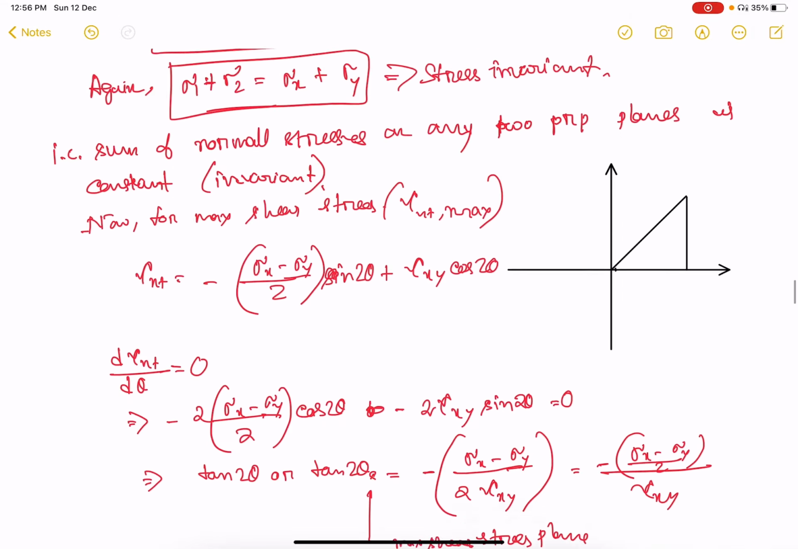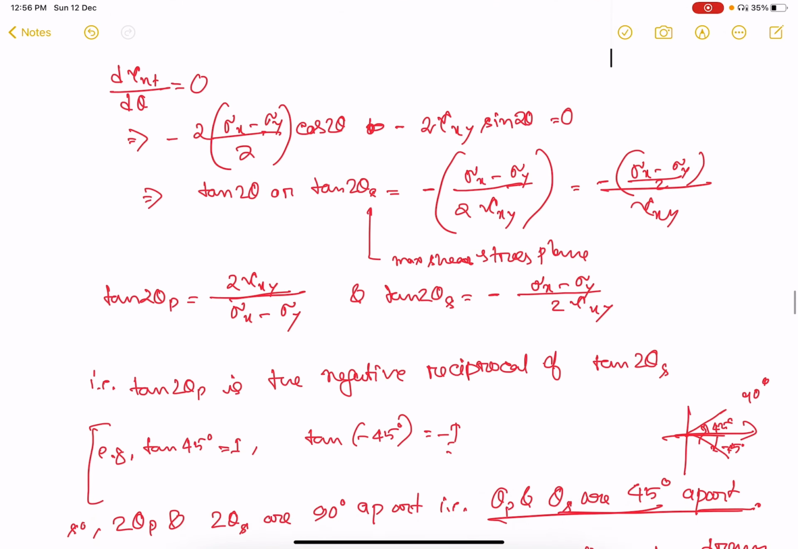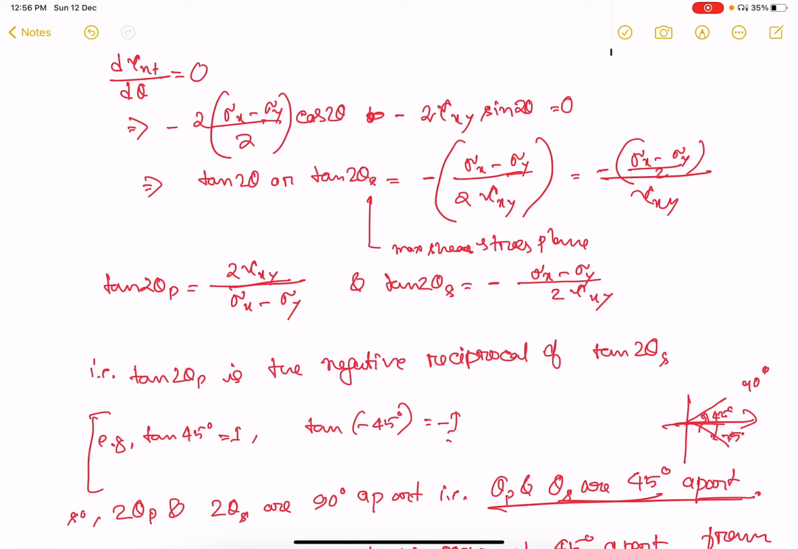Now we'll move here directly since we have drawn a diagram here. If we take ((sigma x minus sigma y) divided by 2) whole square plus tau xy square, we know tan 2θs is nothing but (sigma x minus sigma y) divided by 2 tau xy.